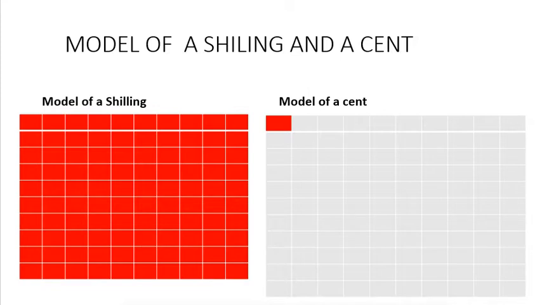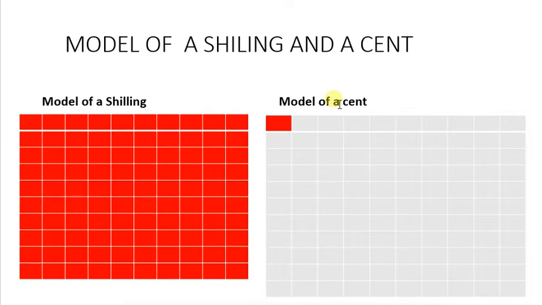In order to understand better how many units are in a single shilling, let us use these 100 square units models. I mean, these are 100 grid squares. We call them 100 grid squares because there is a total of 100 cells in each square. Now you can see this square here has a total of 100 cells. Each cell is a single unit of a shilling.